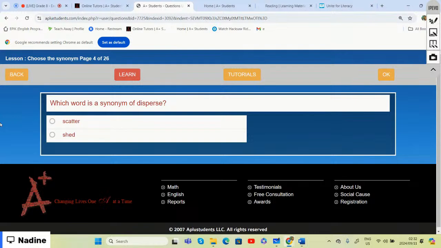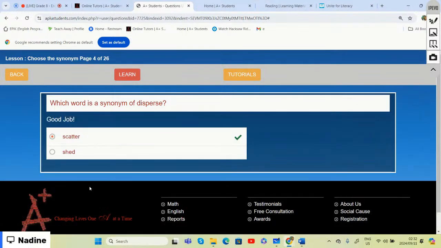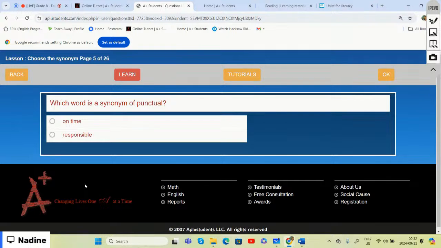And the word disperse, right? It means to scatter. It's like you're distributing something. It's like you're giving something. It's like scattering something, right? It's like spreading it over an area, like seeds when you're busy planting it. So scatter is another word for disperse.